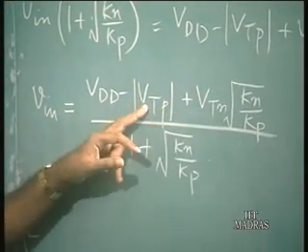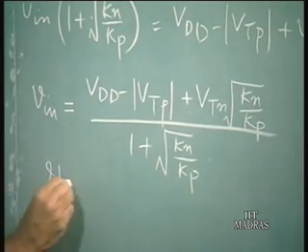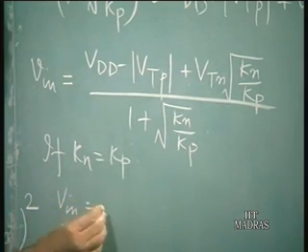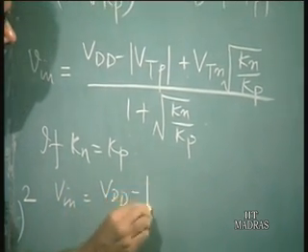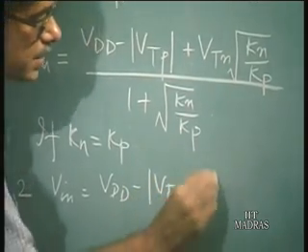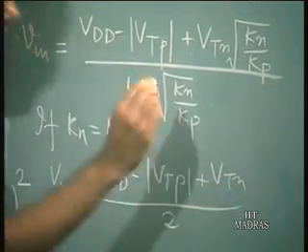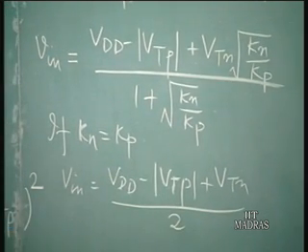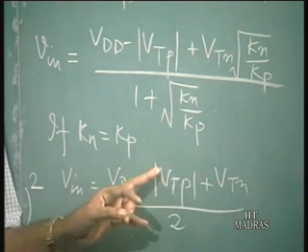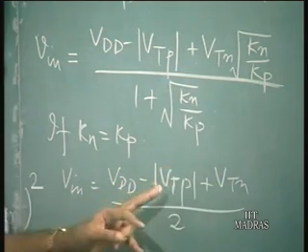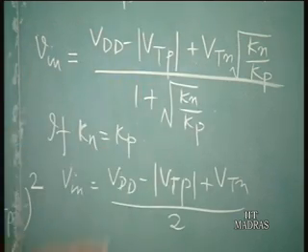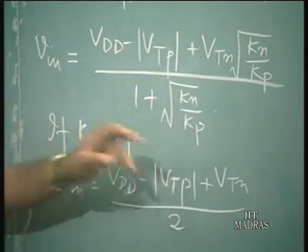And of course, if Kn is equal to Kp, Vin at this point is equal to VDD minus VTP plus Vtn divided by 2. So, if VTP is equal to Vtn, Vin will be VDD by 2. From this we see that if the threshold voltages of the two transistors are the same, that is Vtn is equal to modulus of VTP, then Vin is equal to VDD by 2, provided root Kn by Kp is 1, that is Kn is equal to Kp.